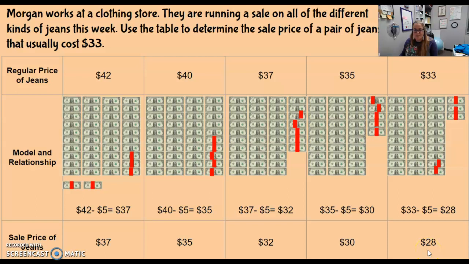So what is the relationship between all of these numbers? That's right, I'm going to take away 5. So it doesn't matter how much the jeans cost. If I take $5 away from it, then that's going to always tell me the sales price for this problem.